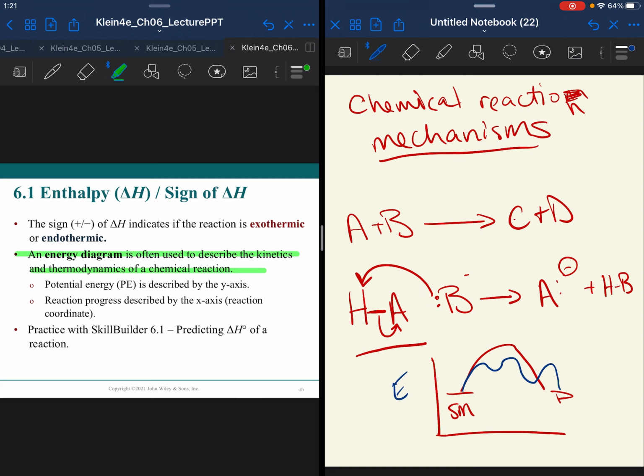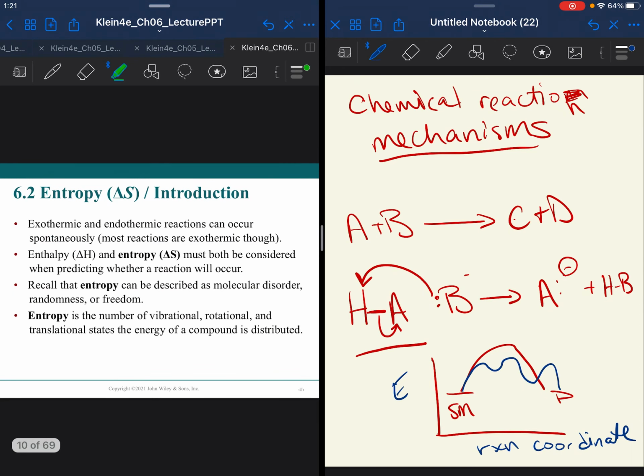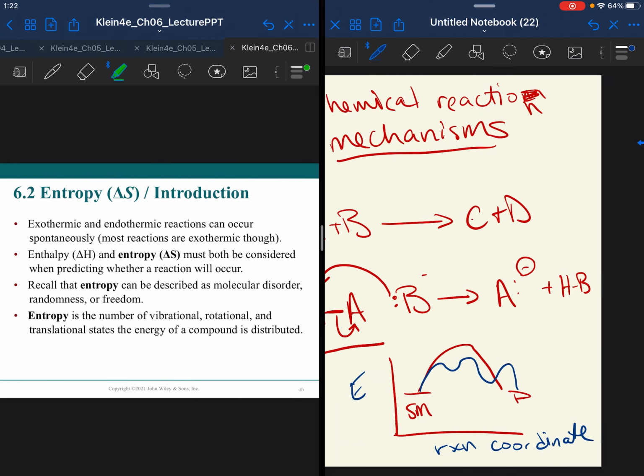So we want to make sure that we understand generally energy is on the y-axis. The reaction coordinate, or what happens as we go from starting materials to products, is on the x-axis. Again, we are skipping through this because you've done this already. We're not going to be calculating delta H in this class.